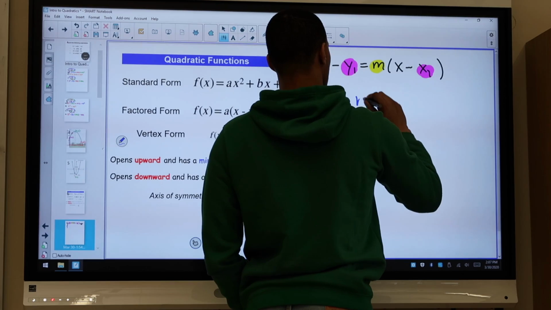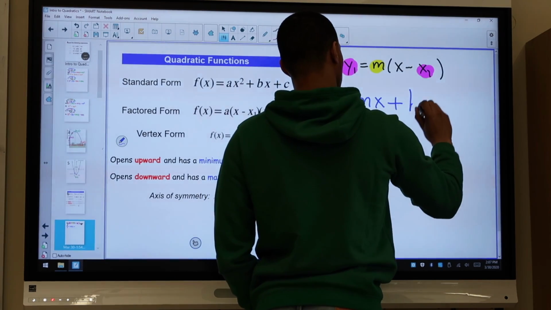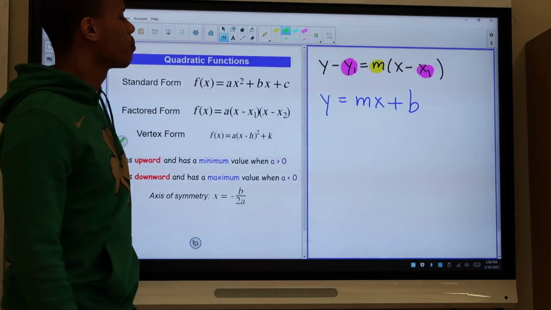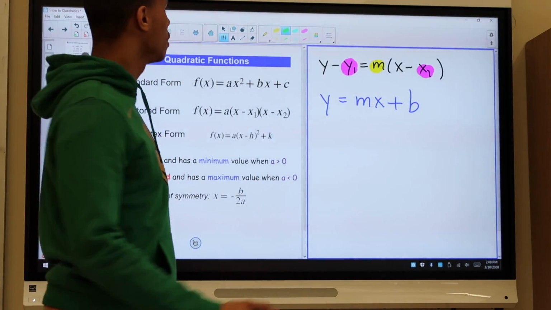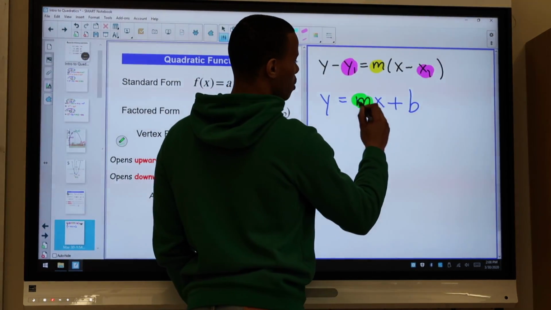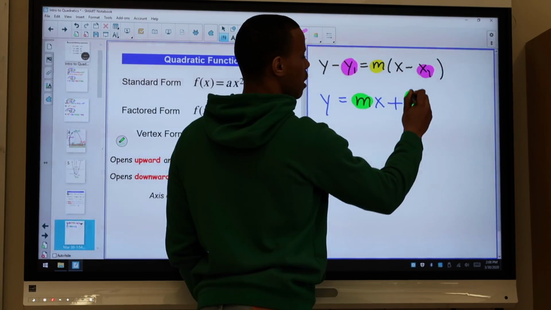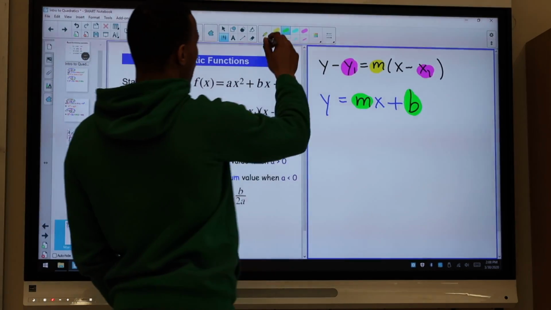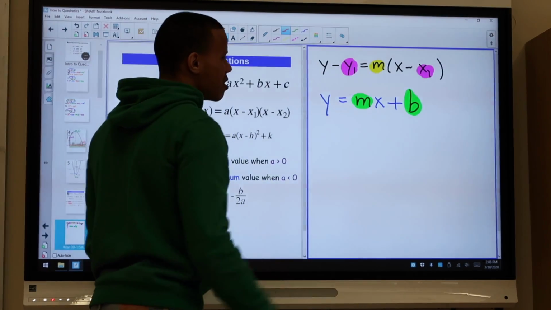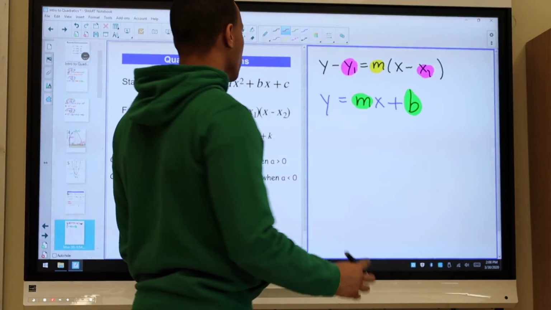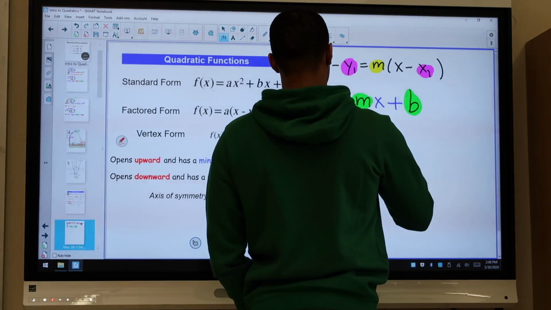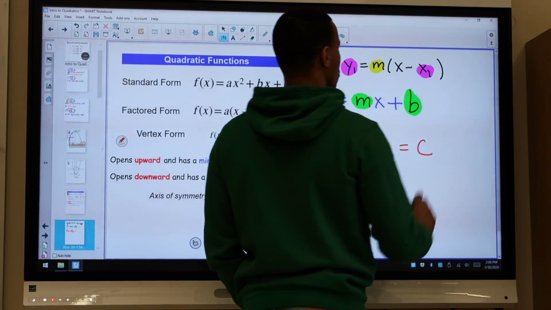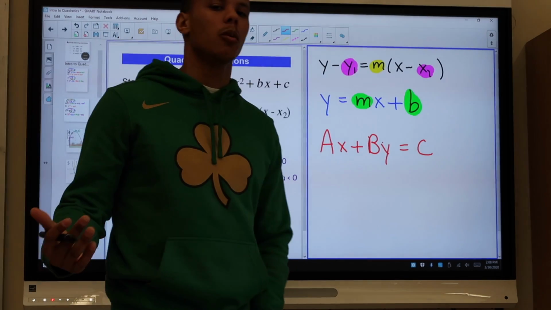y equals mx plus b, which was your slope-intercept form, right? In this case, it gave you the slope, and it gave you your y-intercept, right? And then we also have, which we didn't talk about so much because this is already set up for you, ax plus by equals c. So that's just for your standard form.